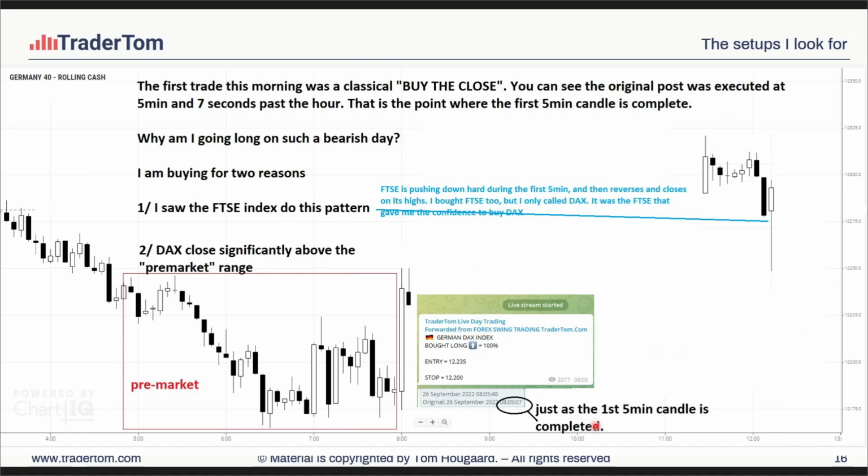Mm-hmm. So, okay, one more question. Actually, yeah, two more questions. Tom, you appear to favor Dow over S&P, as do I. Any reason for that favoritism?